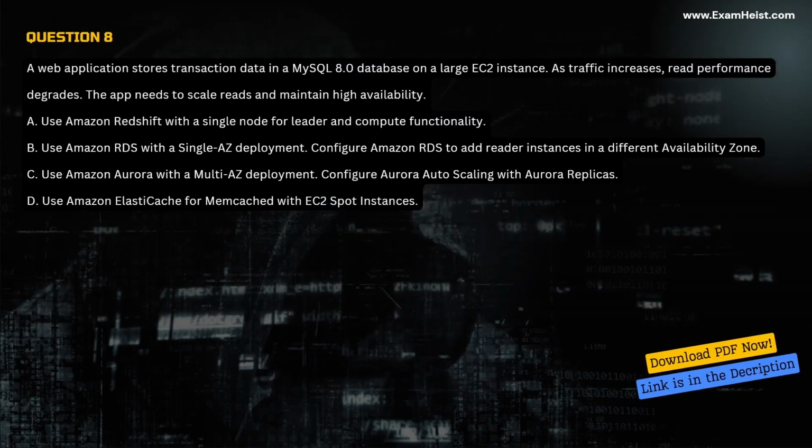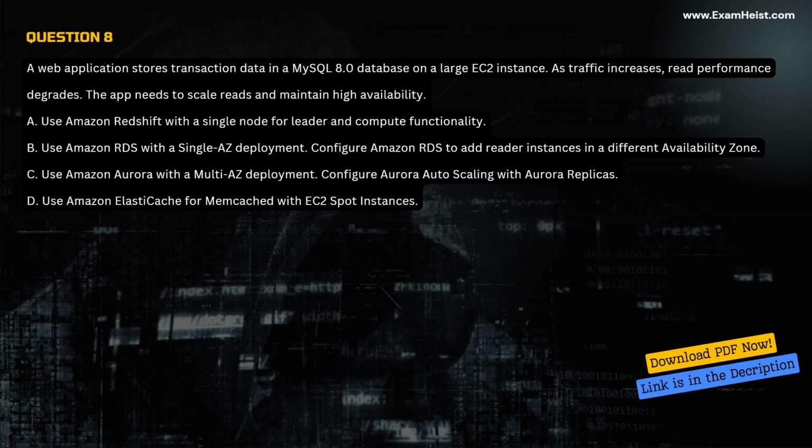Question 8. A web application stores transaction data in a MySQL 8.0 database on a large EC2 instance. As traffic increases, read performance degrades. The app needs to scale reads and maintain high availability. A. Use Amazon Redshift with a single node for leader and compute functionality. B. Use Amazon RDS with a single AZ deployment. Configure Amazon RDS to add reader instances in a different Availability Zone.